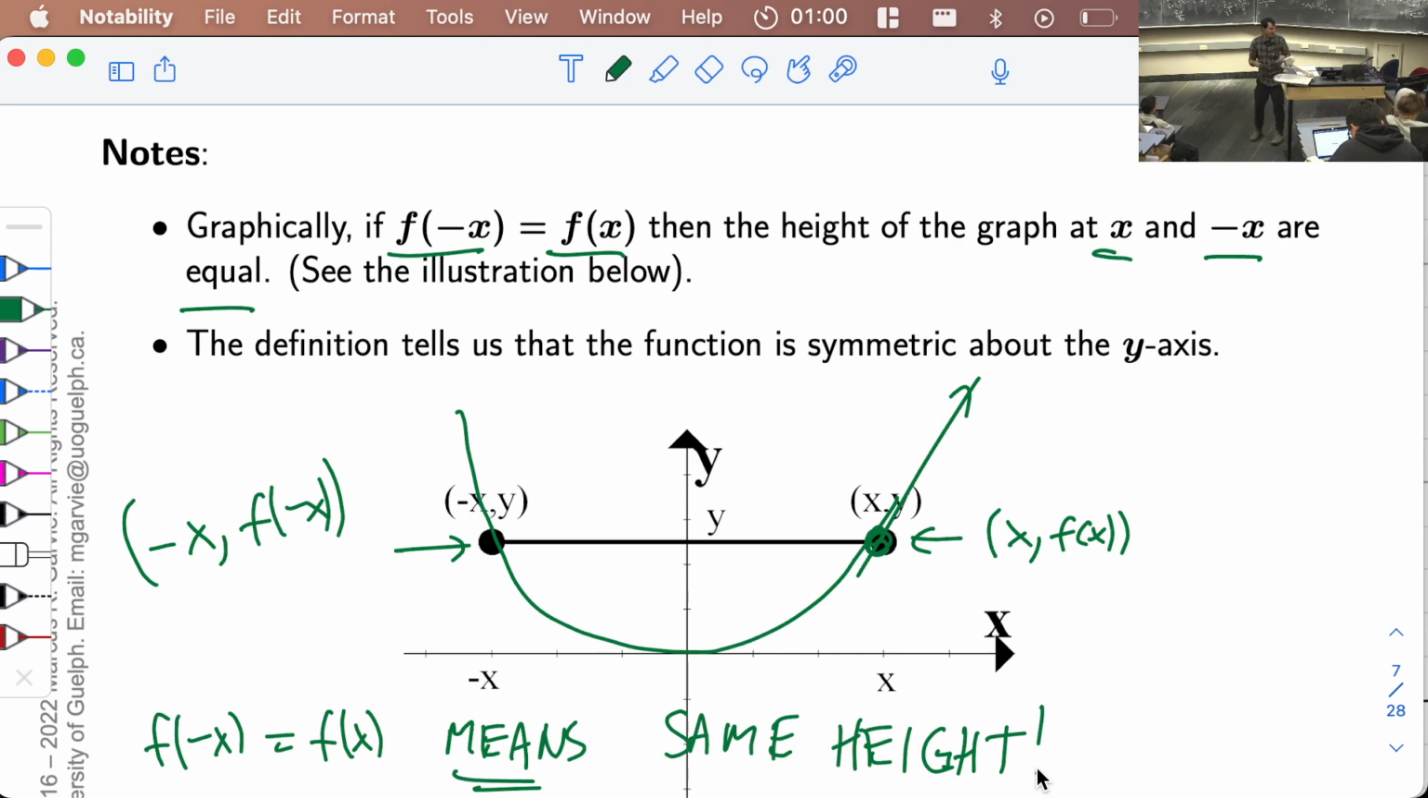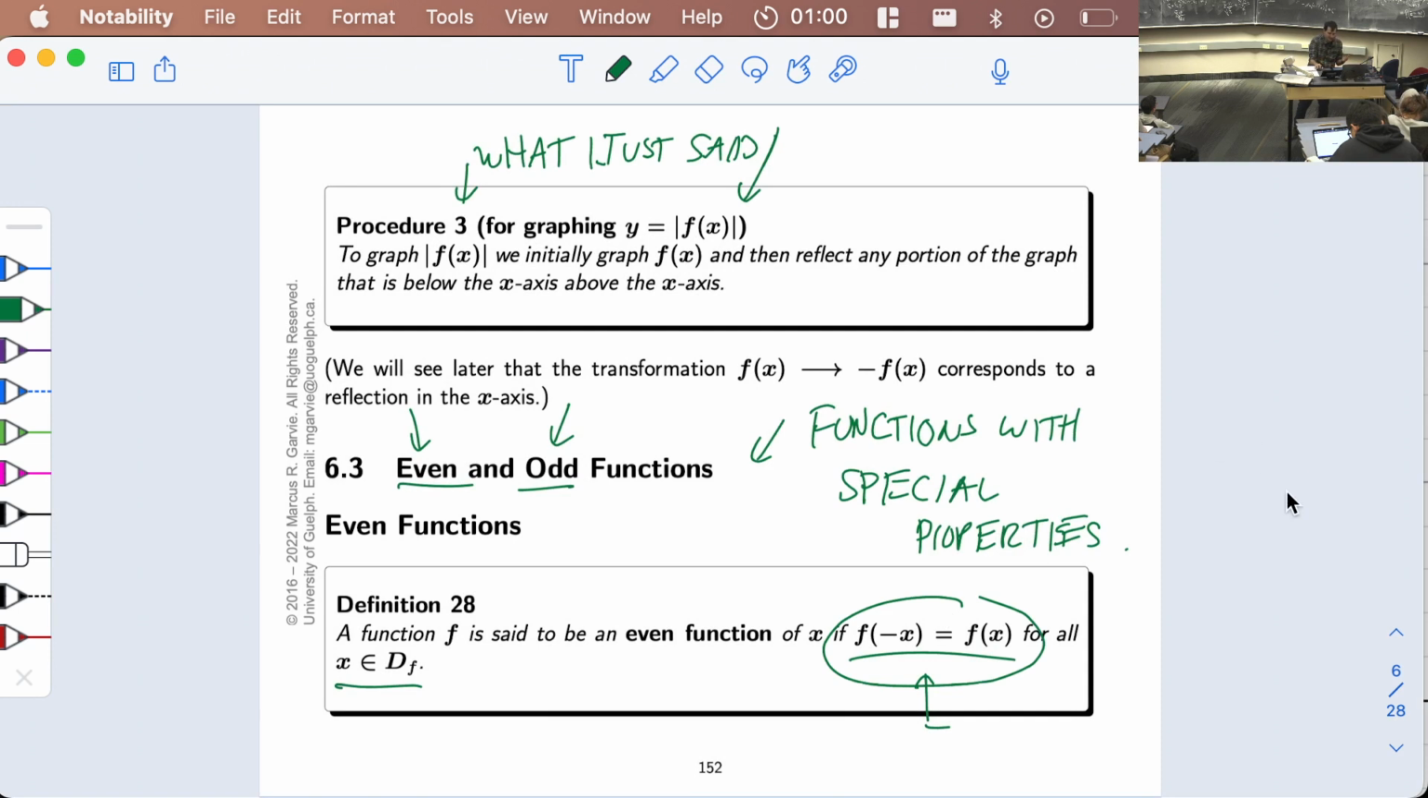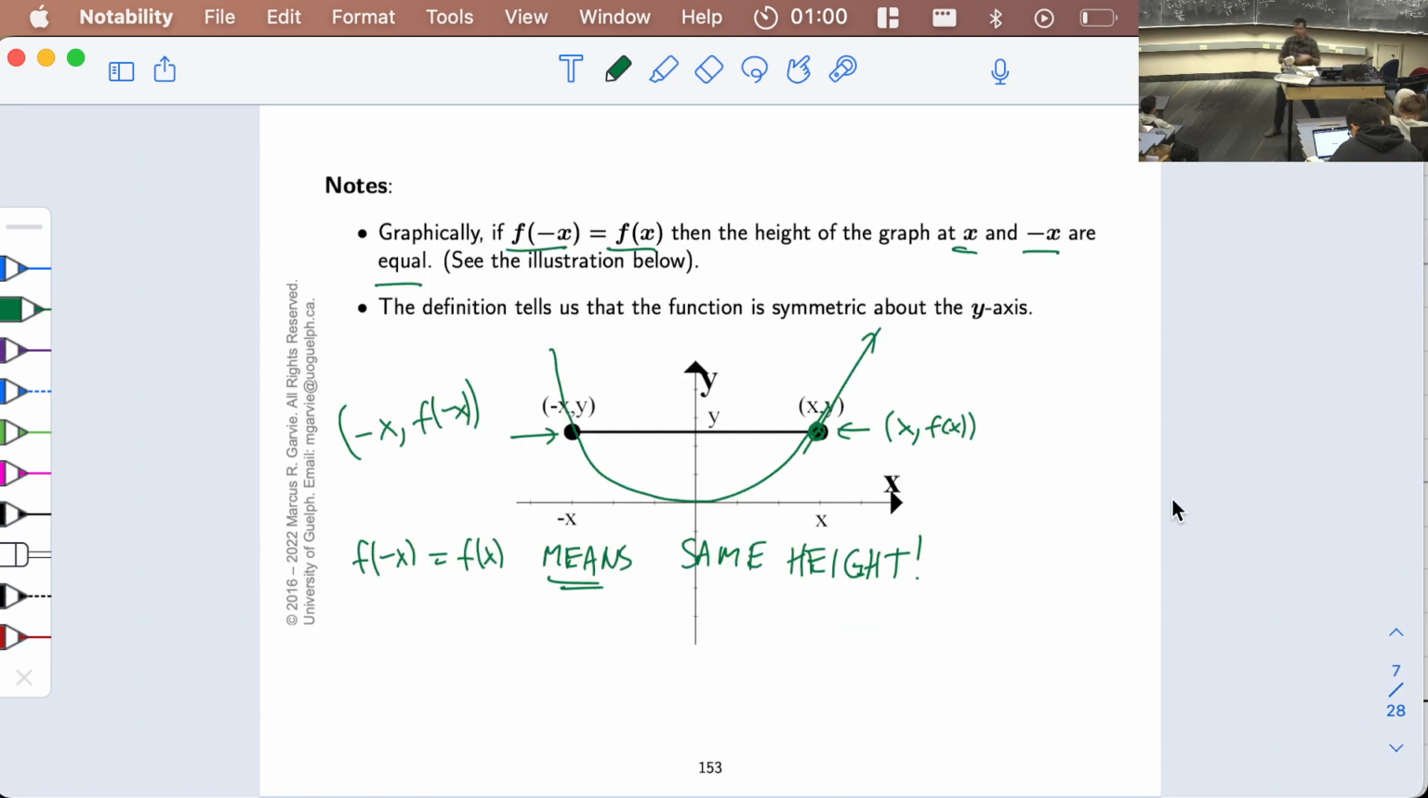So saying that the function is an even function, which is algebraically saying f of minus x equals f of x, is the same thing as saying when you draw the graph of the function, you have the same height on one side of the y-axis as the other side. Another way you could describe this is you could say the graph of f mirrors itself.